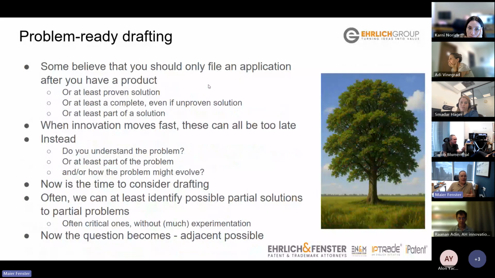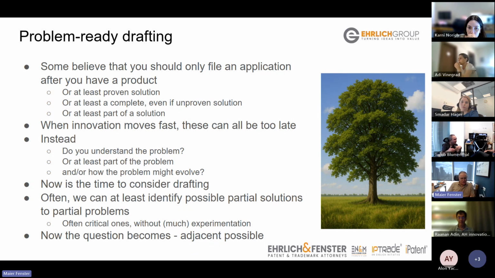Problems can also tell us when we should draft. You can see on LinkedIn a lot of discussions on whether you should file an application only after you have a product or before. So maybe you need a product, or at least a solution that you proved works, or at least a complete solution, or at least part of the solution. Now, when innovation moves quickly, any of these options can be too slow. I say the opposite. If you understand the problem, or at least part of the problem, and maybe how the problem might evolve, you should already talk about drafting.